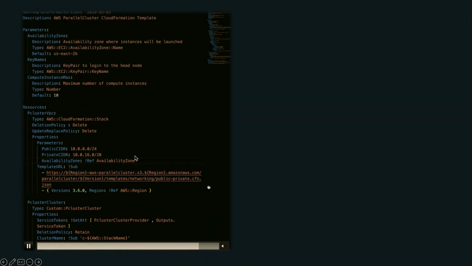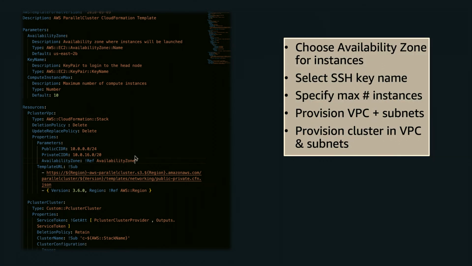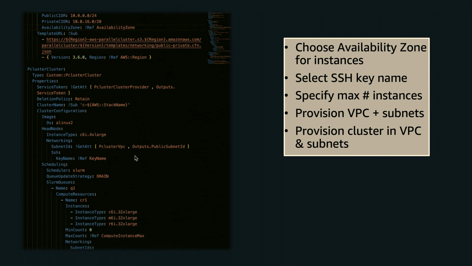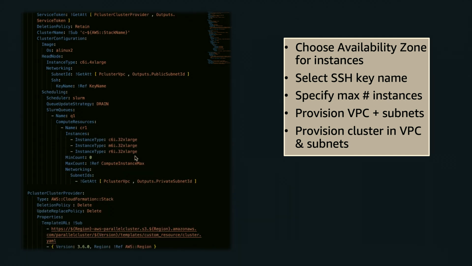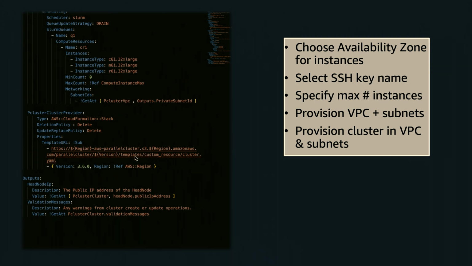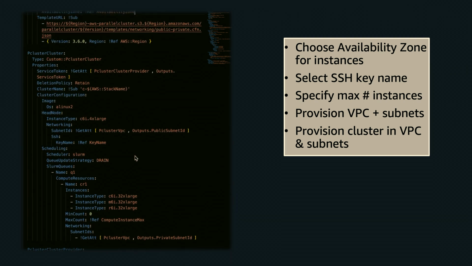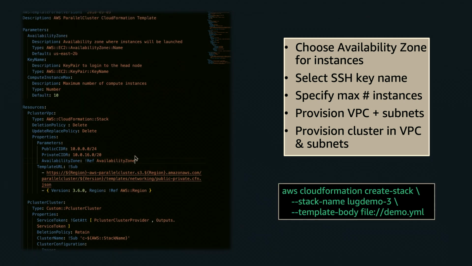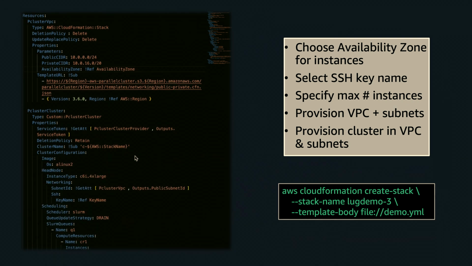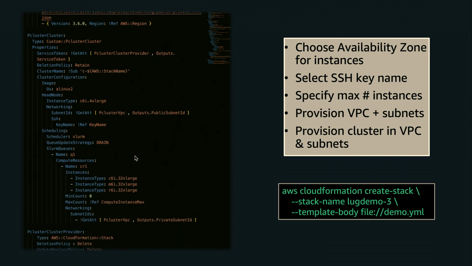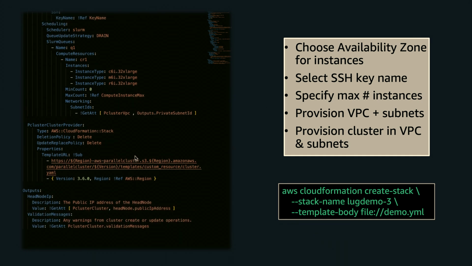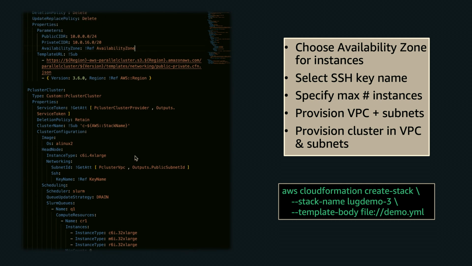Essentially, you have a simple parameter set: the availability zone, the SSH key name, the max number of instances. Then we do the provisioning, and we provision the cluster into those subnets. We don't have to specify the order of operations. We simply declare this in our file. To deploy this, you can still use the AWS CLI, but now it's a standard thing rather than the pcluster tool, and now it's just aws cloudformation create-stack, or you can also embed it in any number of other things. You could use the Boto library, literally whatever you need to do.